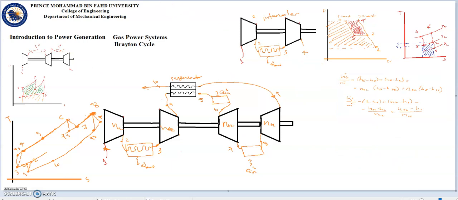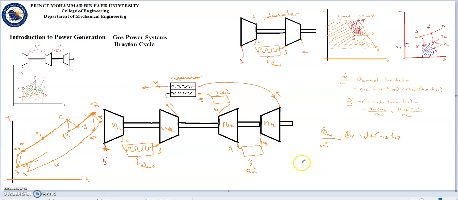We can find the total heat added as Q dot total over m dot. It will be H6 minus H5 for the first combustor, and H8 minus H7 for the second. Now the efficiency, we know how to find it, dividing the net work by the total heat.